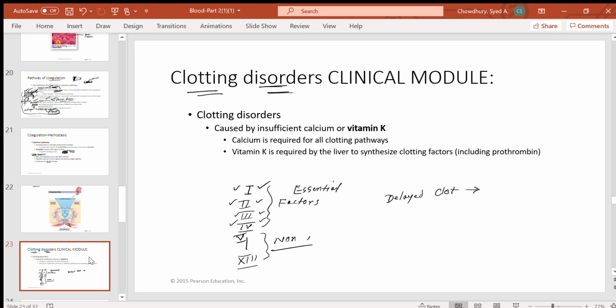Another clotting disorder is called thrombus formation. You remember I mentioned that the intrinsic pathway can produce a clot inside the blood vessel, right? And if a clot is formed and is attached to the wall of the blood vessel, fixed there, this is called a thrombus.